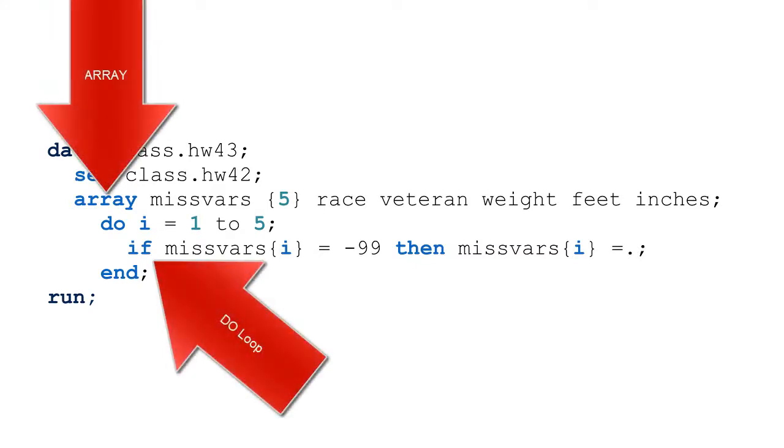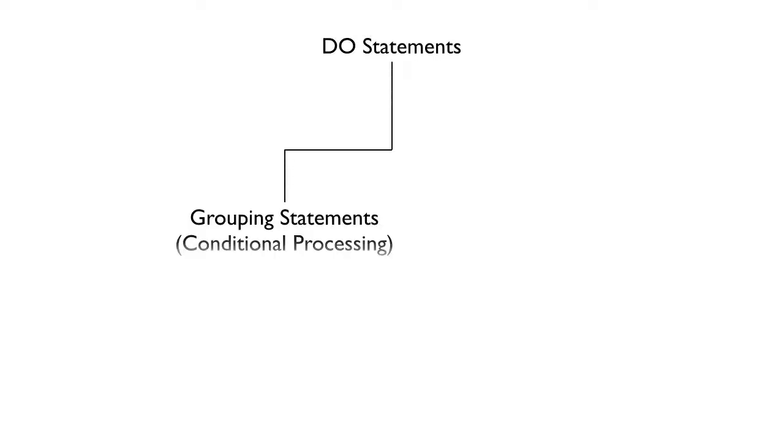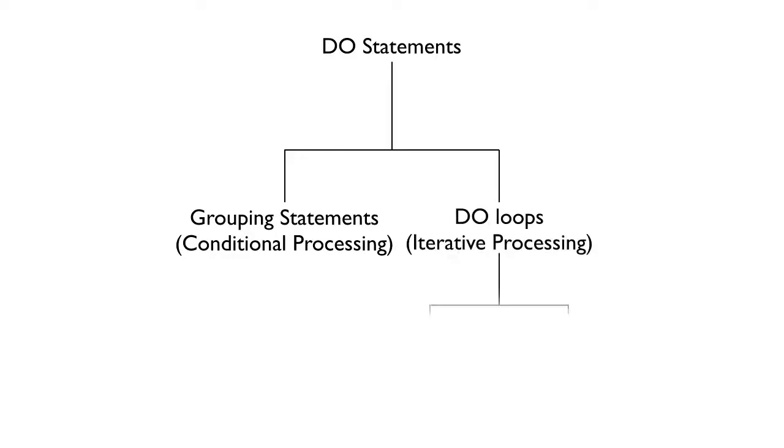Although do loops and arrays are different concepts and can be used independently of each other, you will find that they're often used in conjunction. Because do loops and arrays tend to be a bit confusing for people at first, we're going to start off slowly in this lecture. You've already seen a do statement before. In the conditional processing module, you saw do statements used to form do groups. Another use for a do statement is called a do loop, which is what this lecture will focus on.